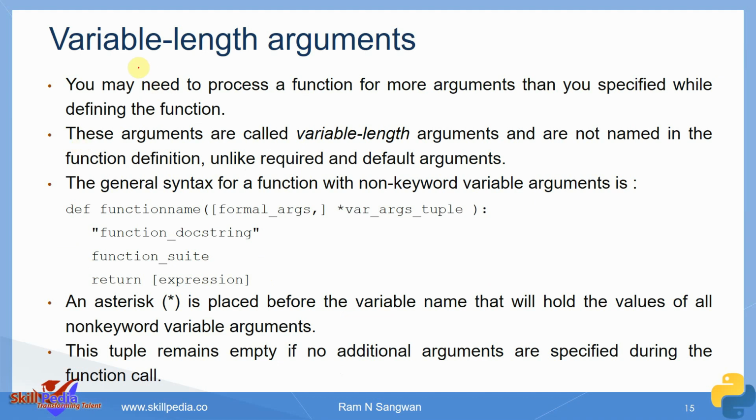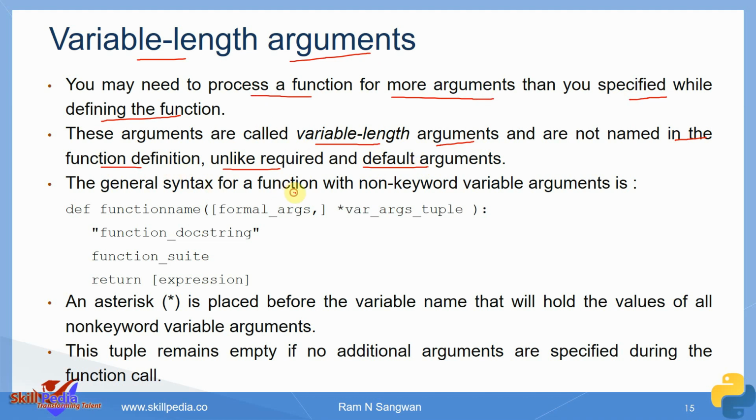Variable length arguments are also very important, because when you don't know what the size of the arguments is going to be, you use them, like pointers in C language. You may need to process a function for more arguments than you specified while defining the function. These arguments are called variable length arguments, and they are not named in the function definition, unlike required and default arguments, where we need to specify them.